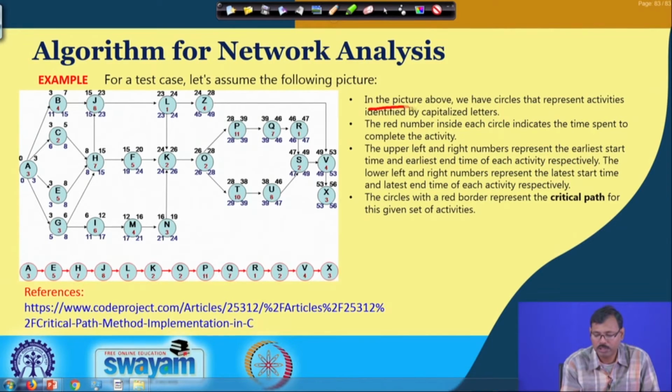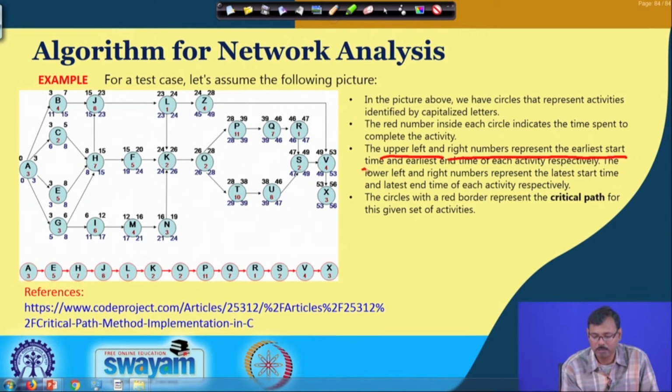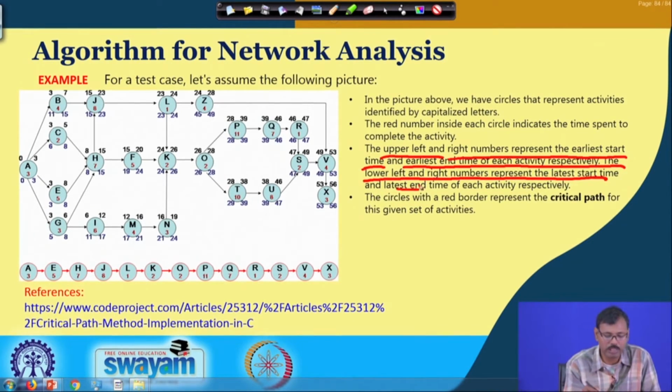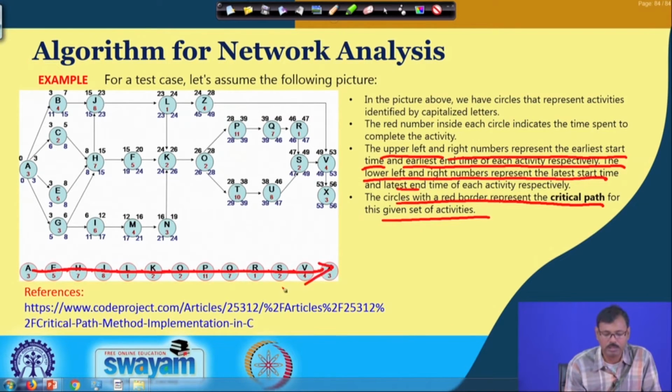You can see in the picture above, we have circles representing activities identified by capitalized letters. The red numbers inside each circle indicate the time. The upper left and right numbers represent the early start time and early end time of the nodes. Similarly, the lower ones are the late start and late finish times. This is basically an activity on node diagram, and circles with red borders represent the critical path, which is represented separately here.